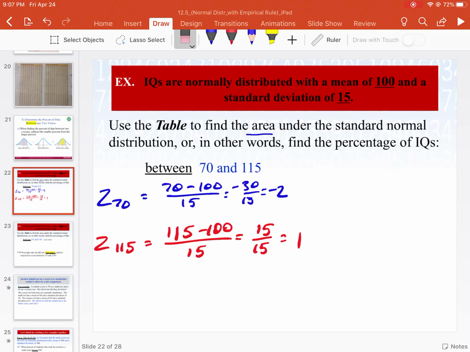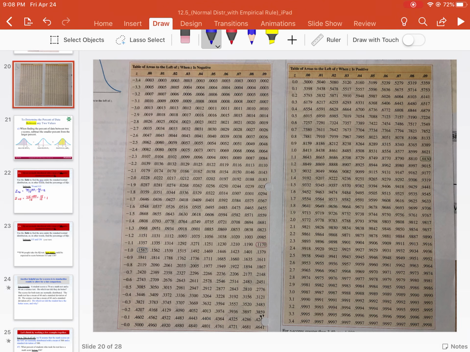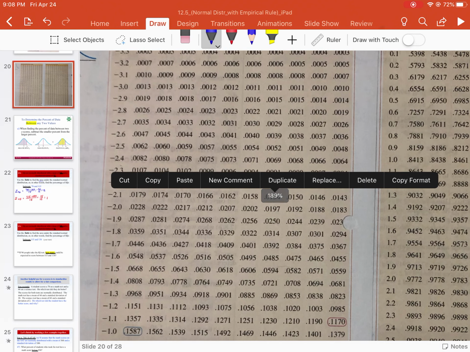Okay, so let's look each of these up on our table. So first let's look up -2.0. -2.0 is right here.